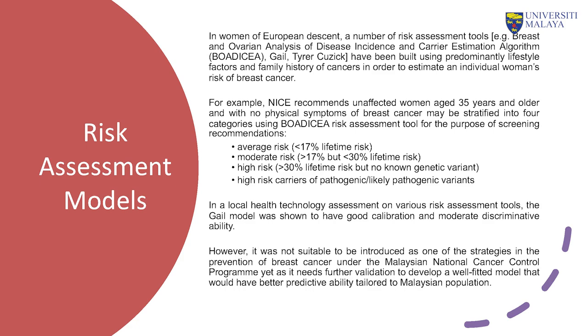Average risk is defined as people with less than 17% lifetime risk. Moderate risk is between 17 to 30% lifetime risk. High risk is more than 30% lifetime risk. And for very high-risk carriers with more than 40% lifetime risk, these are usually seen in people with pathogenic and likely pathogenic variants of the BRCA genes and other genes.